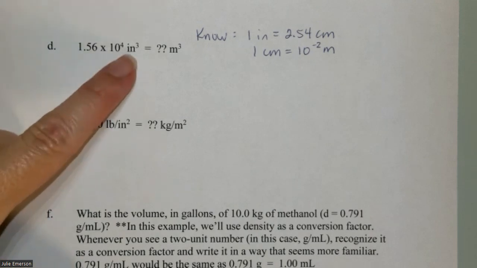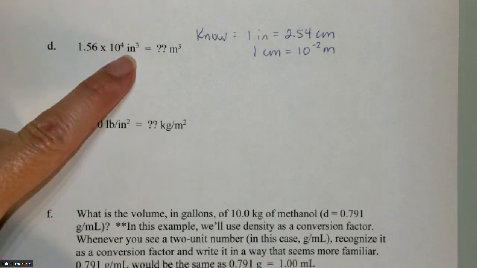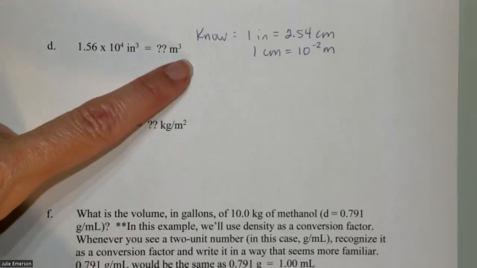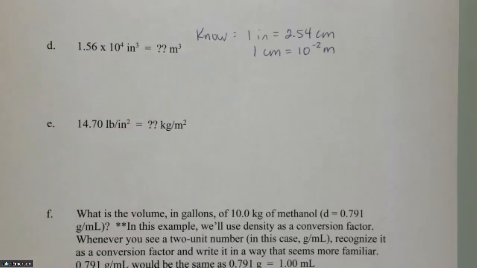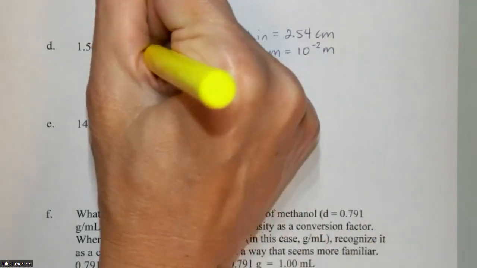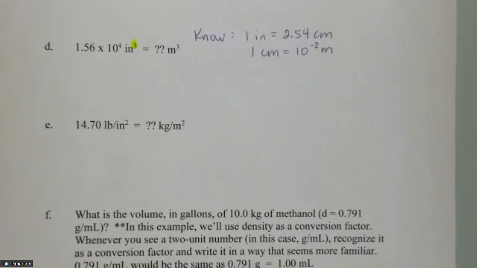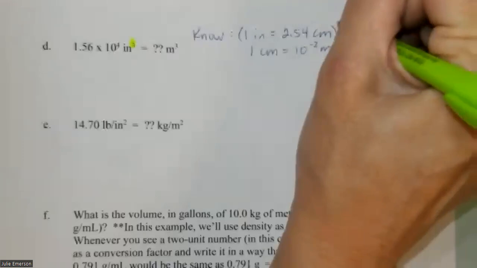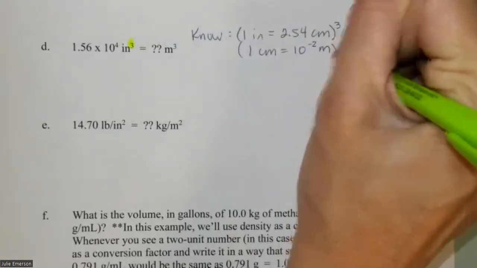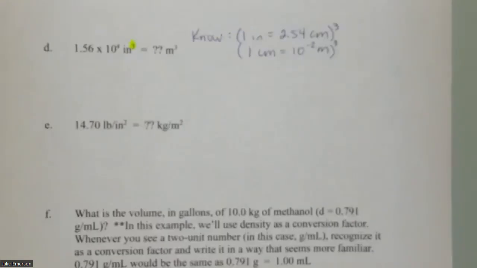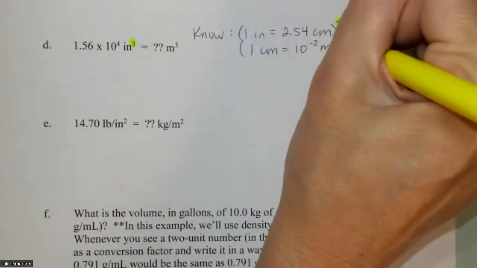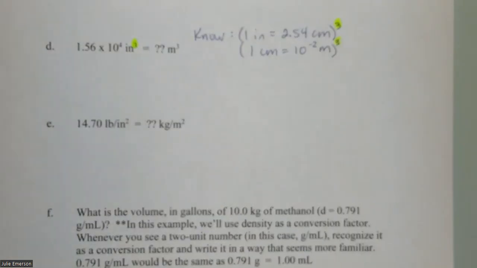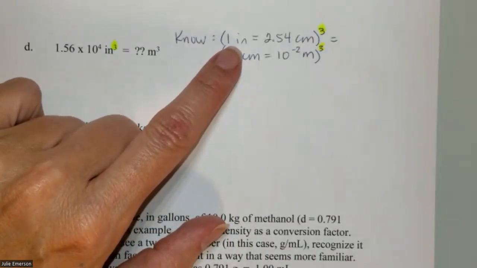Because this is a volume unit, length times width times height, we got cubic inches, but we need it in cubic meters. Now, you don't really have to stress about it too much. Your power on the unit will tell you exactly how many times you got to do those conversions. So what I'm going to have to do to both of these conversions is cube them, because that's what that unit tells me to do. It says you got to cube it. All right, so I'm going to rewrite these. I'm going to cube everything in that parentheses.